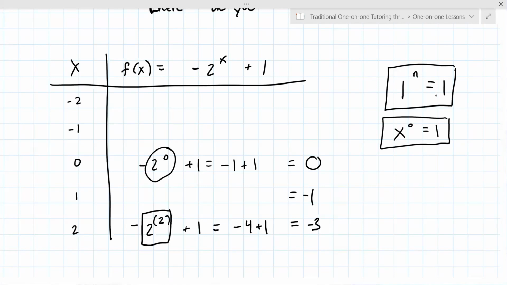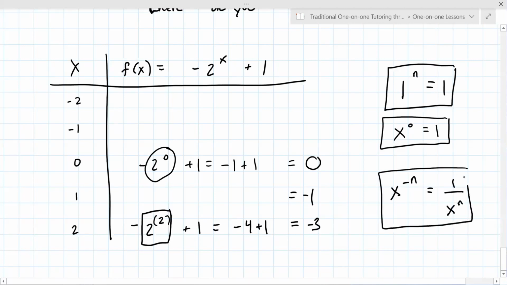Got that one. Okay, so this is where it gets a little bit tougher. We need to go through just another rule here. A number to a negative exponent is 1 over x to the positive of that exponent. So let me try to explain that here. -2 to the power of -1 plus 1. So this 2 to the -1, that's this rule over here on the right.